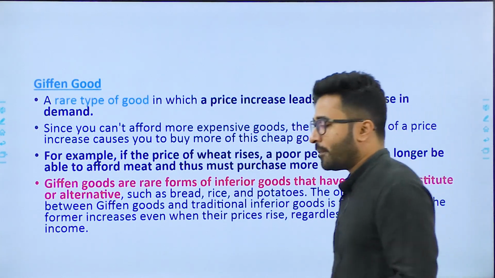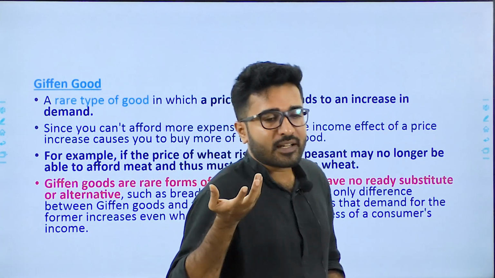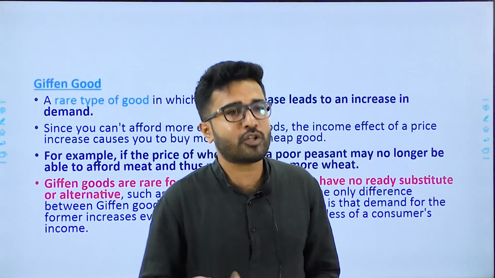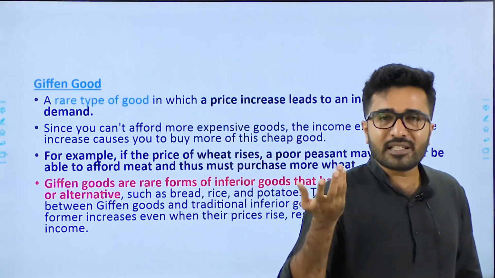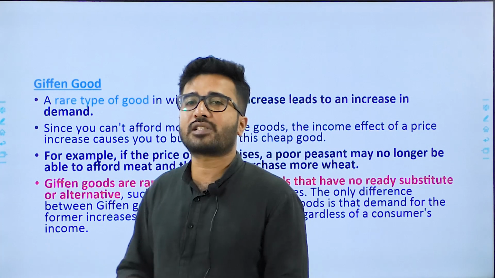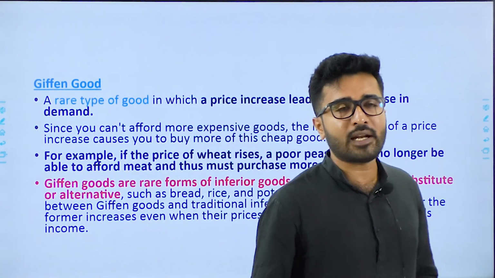So even that bread is his staple food. Even if the price of that bread increases, he needs to purchase that good. But it's an inferior good. He cannot go for some upper variant of foods like, say, chapati or parota. If it is costly, he cannot go for consuming that.